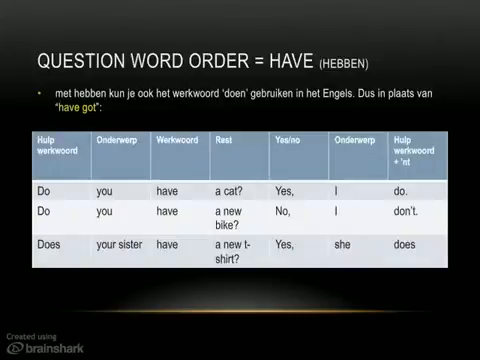The answer then is, have you got a cat? Yes, I have. Do you have a cat? Yes, I do. So your answer repeats the question word. If you use do as your question word, you use do in your answer. If you use have as your question word, then you use have in your answer. Take a good look at the examples here.